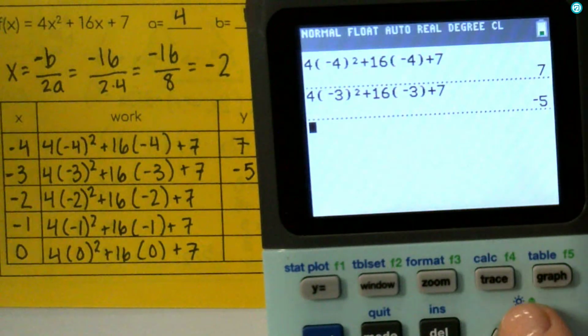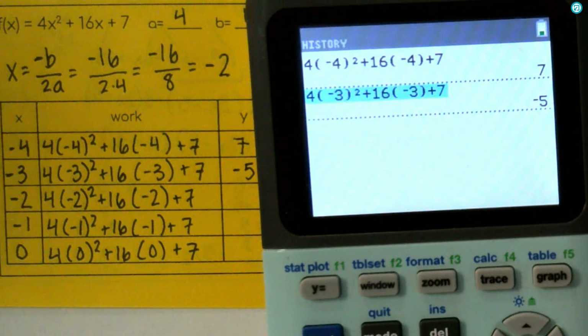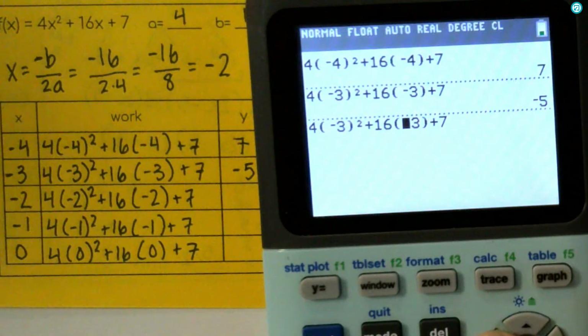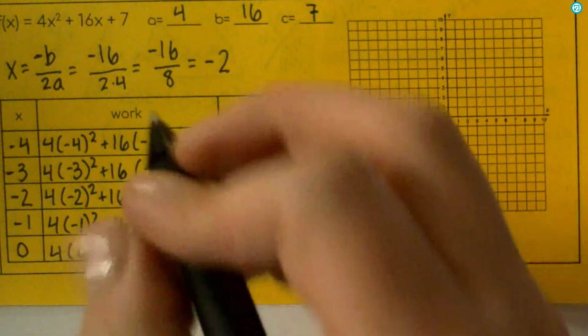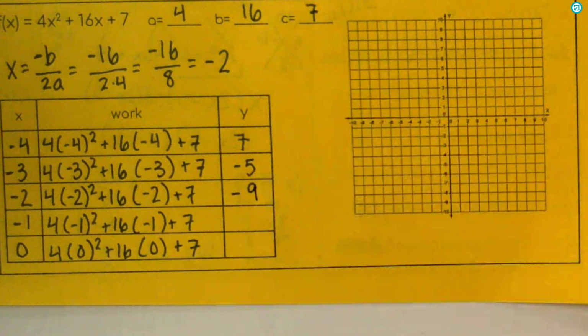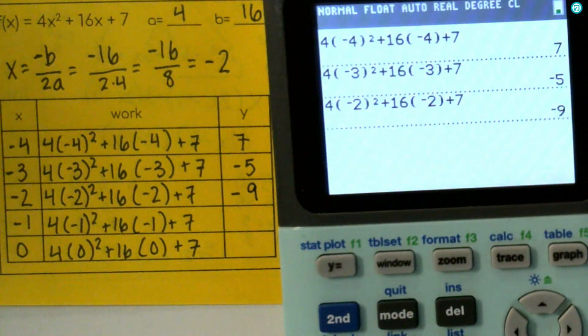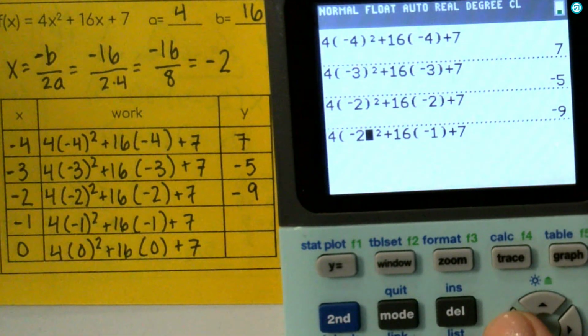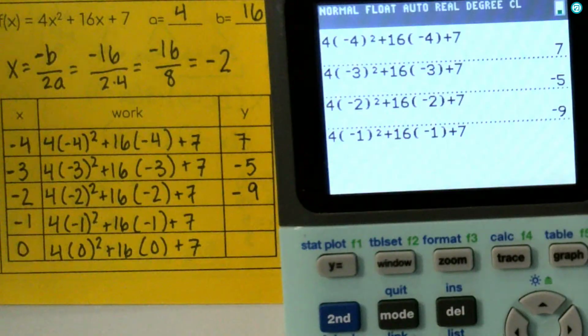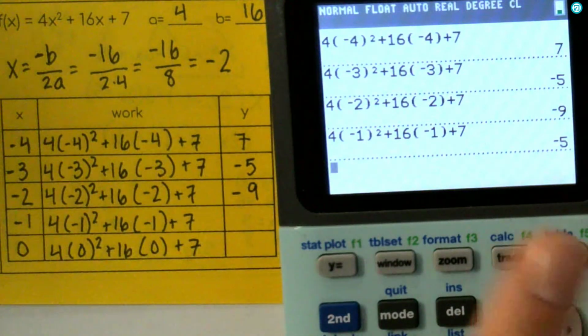Okay. I'm going to go plug in -2. So I'm going to up arrow and hit enter, scroll over, replace my -3s with -2s. I get -9. Scroll up, hit enter, replace my -2s with -1s. Hit enter, I get -5.